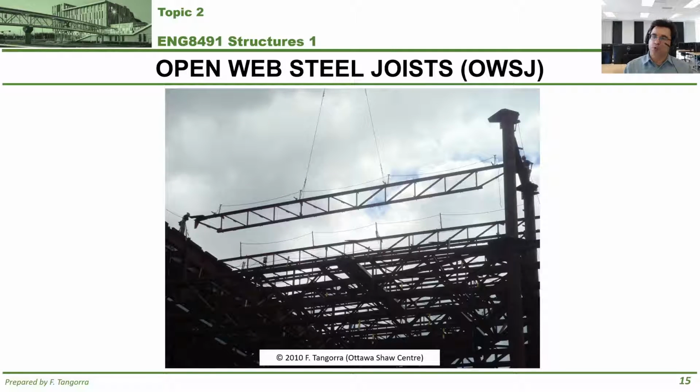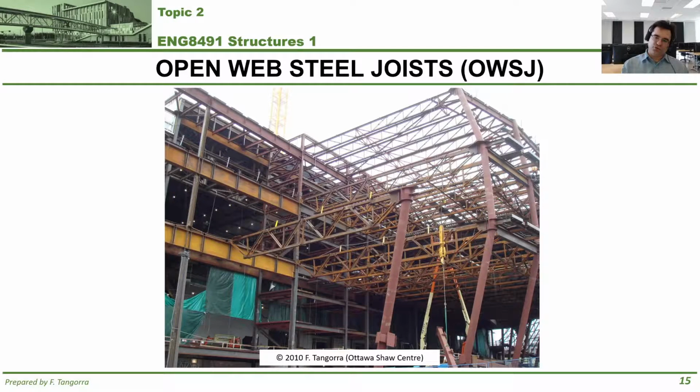So this is what an open web steel joist looks like. This is a photo I took in the early construction stages of the OWSJ Convention Center. And you can see that basically what this shape is, is very non-technical. There's a long top line, made of steel. There's a long bottom line made of steel, and then a whole bunch of triangles between the two. So this is another view of open web steel joists in the construction of this building.